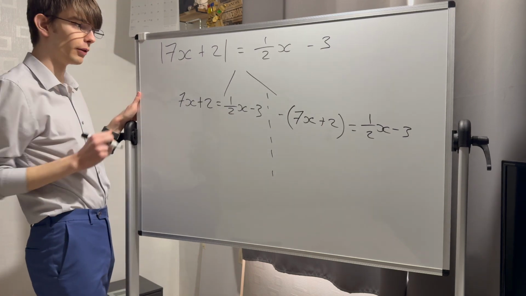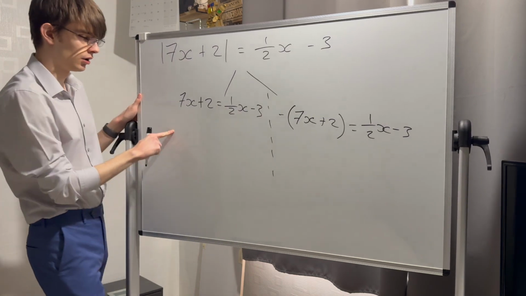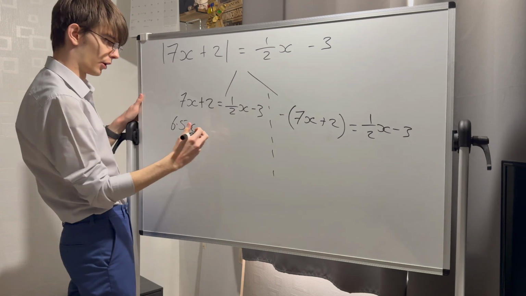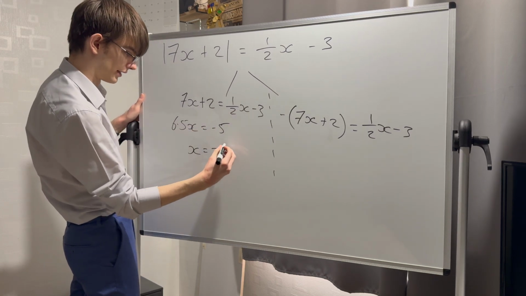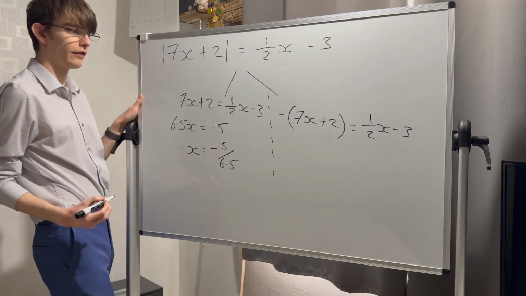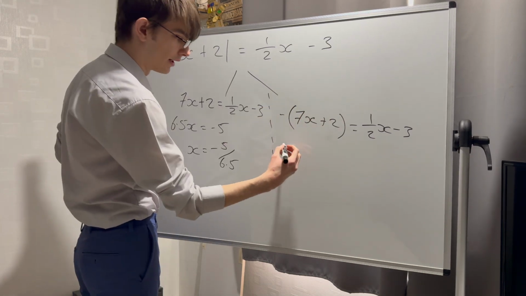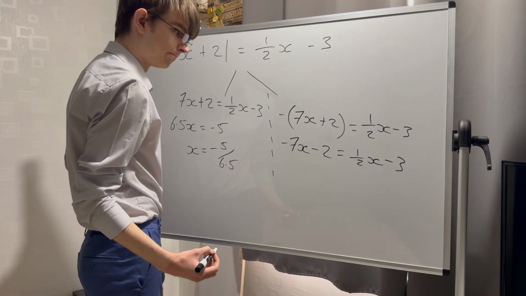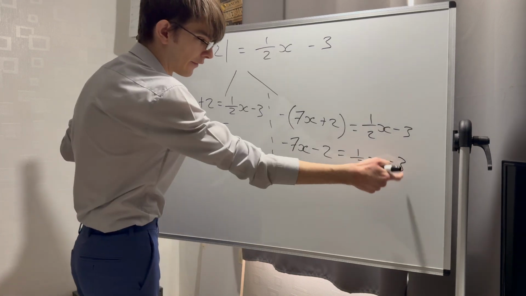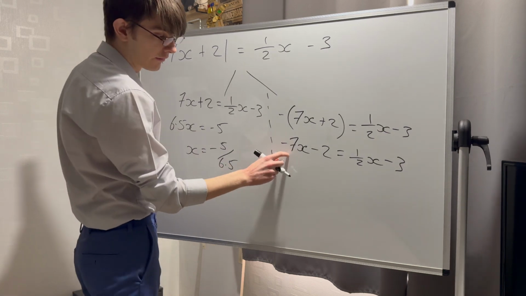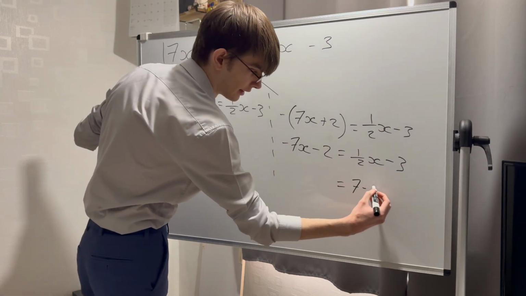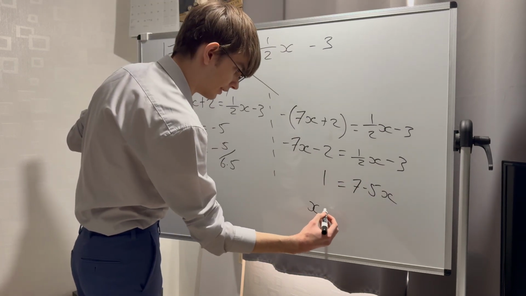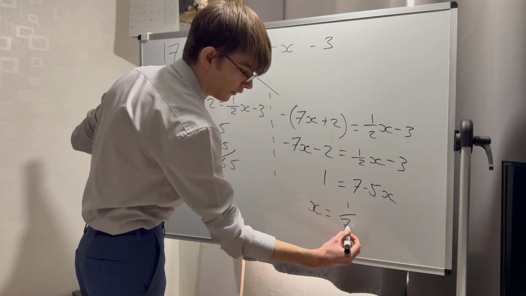I'd encourage you to pause and solve both of these. But in the meantime, if I can solve this, minus a half x from both sides, 6.5x, minus 2 from both sides is minus 5, x equals minus 5 over 6.5. And then on this side, expand out my minus 7x minus 2, half x minus 3. I'll add the 3 to both sides and minus the 7, I think, or add the 7. So if I add my 7x to that side, I get 7.5x. If I add my 3 to this side, I get 1. And in this case, x must equal 1 over 7.5.